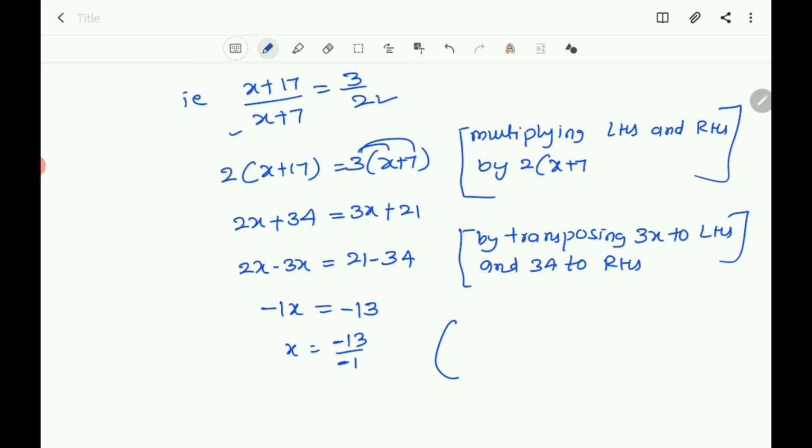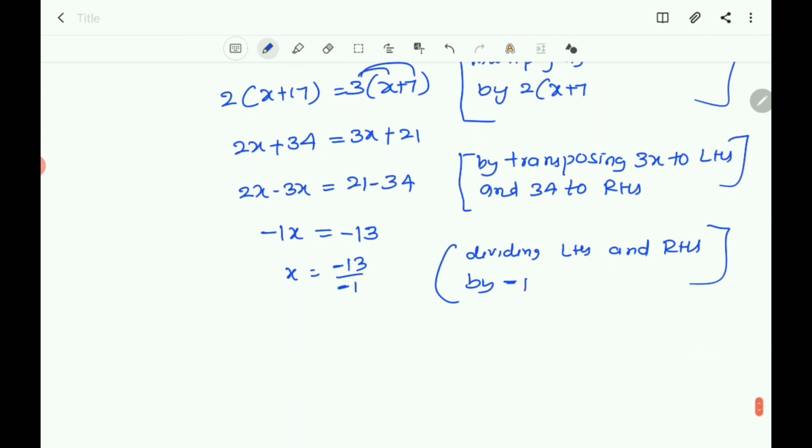Here what have I done? Dividing LHS and RHS by minus 1. So x equals 13. You got x equals 13.